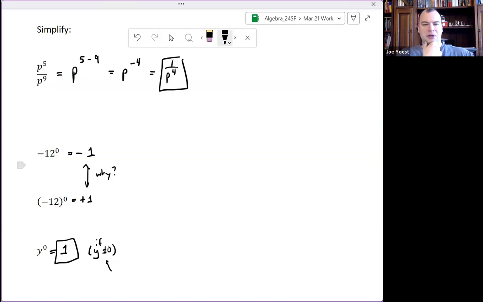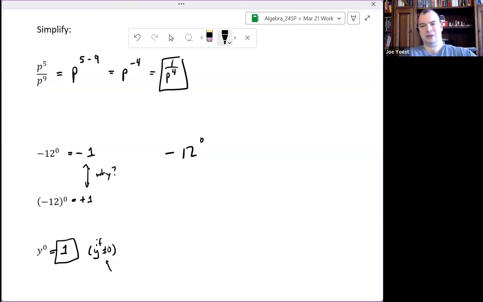What about these two, though? Negative 12 to the 0 versus parentheses negative 12 and parentheses to the 0 power. The first one is negative 1. The second one is positive 1. Why is that? This is a notation issue. It's a question of what do we mean when we put a negative in front of a number? Or kind of what order do we do things?